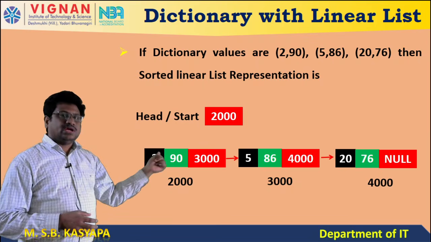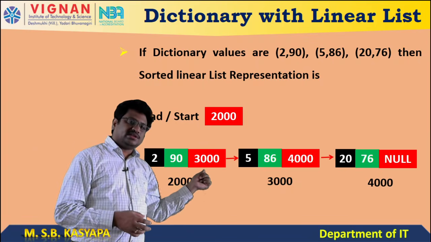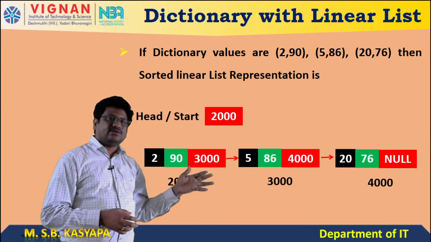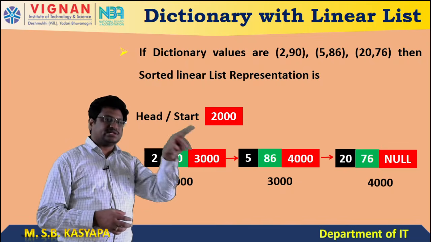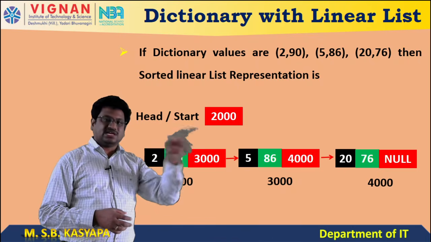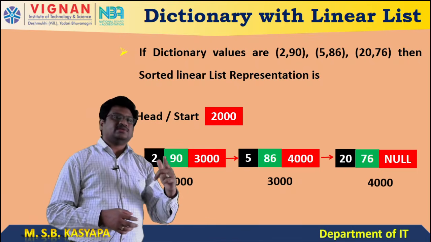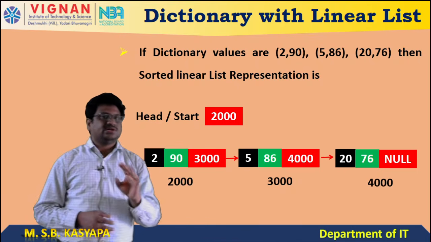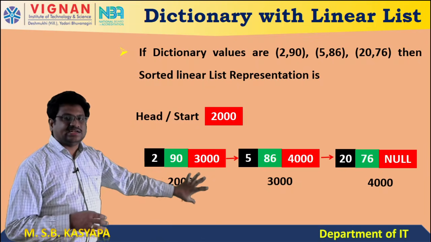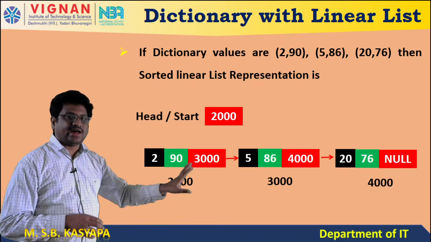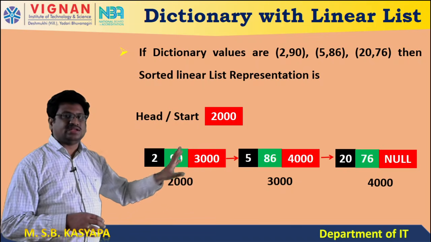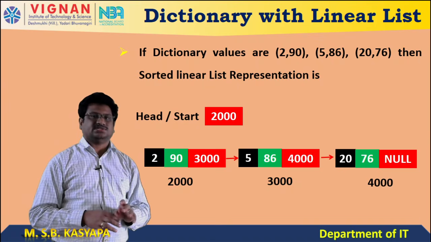Okay. Now it is representing the next element, 3000. At 3000, I have a value 86, and 4000. So at 4000, the next element is 76, with the key 20. And the next element is null. That means it is the end of the linked list. So it is the dictionary linear linked list representation if I have key pairs 2-90, 5-86 and 20-76.